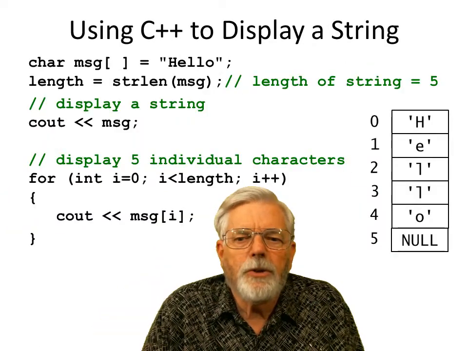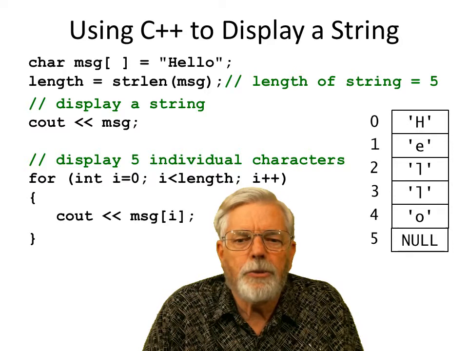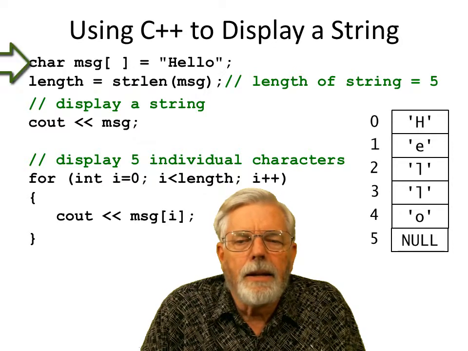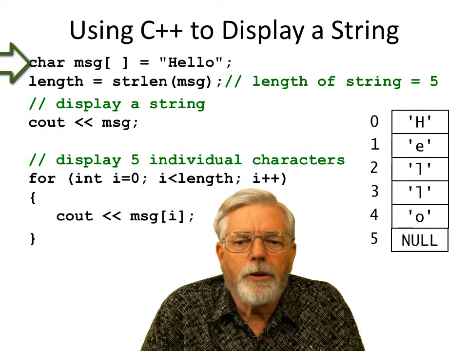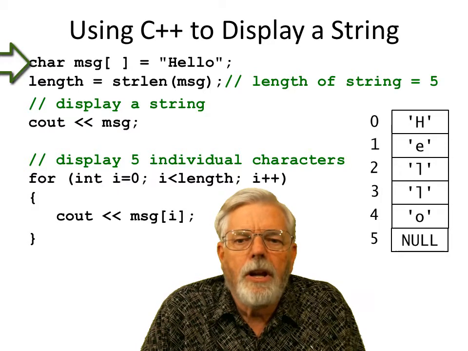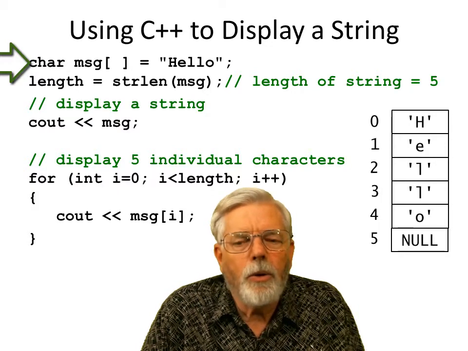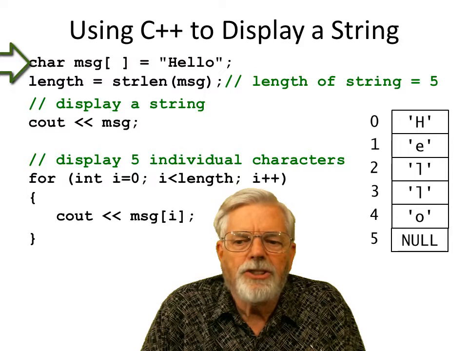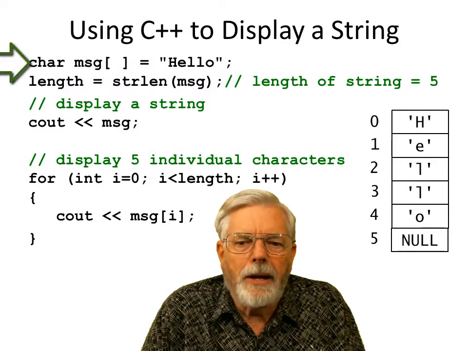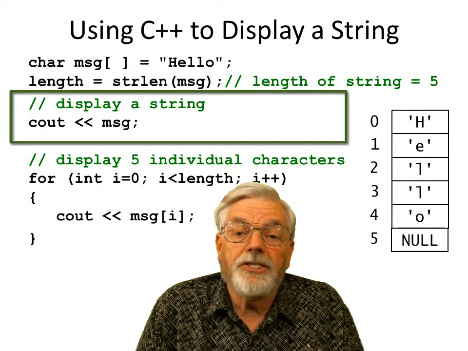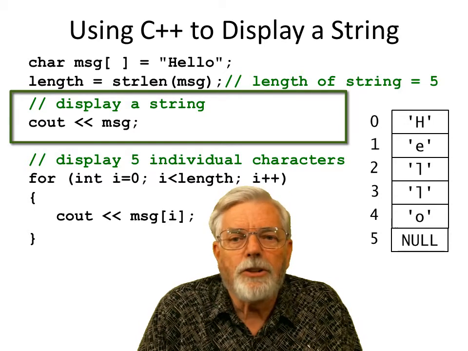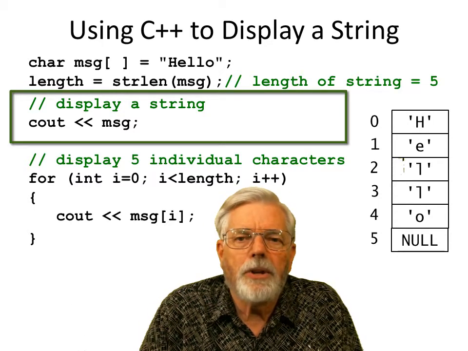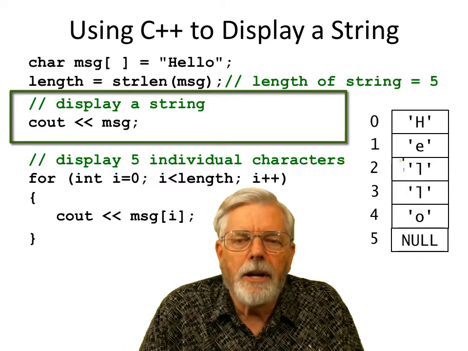Here are several ways of using C++ to display a string. I'm creating a string, char message equals quote hello quote. So I have HELLO and then a null byte, right? Okay, I could say cout less than less than message. Cout already has built into it the ability to display a C string. It's going to display the string and stop when it sees the null byte.